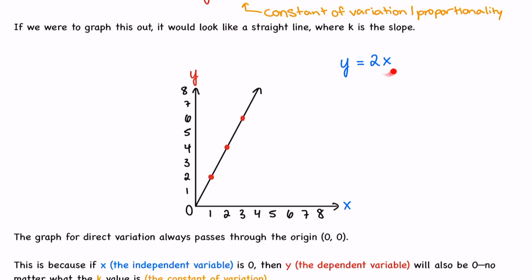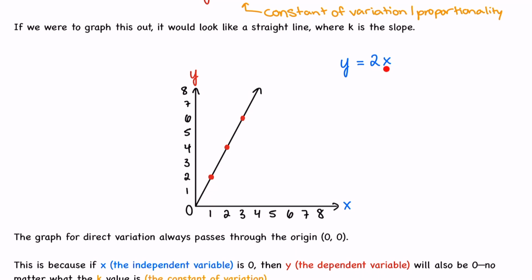So if x is equal to 0, so we don't buy any bananas, then our y is also going to be equal to 0 because 2 times 0 is 0. And we can see this in our graph as well. When x is equal to 1, we get 2 times 1, so our total cost would be 2. And we see this in our graph as well. When x is 1, y is 2.